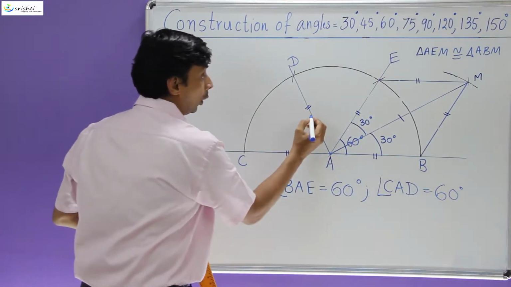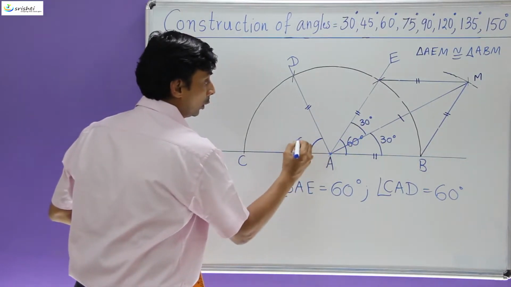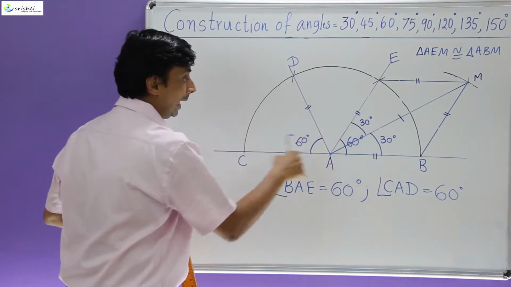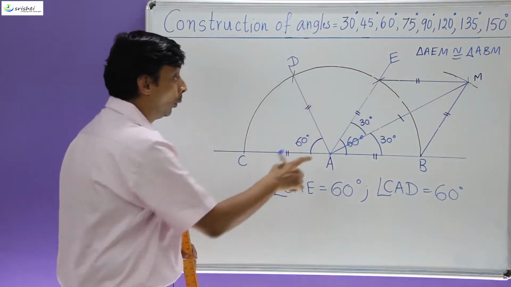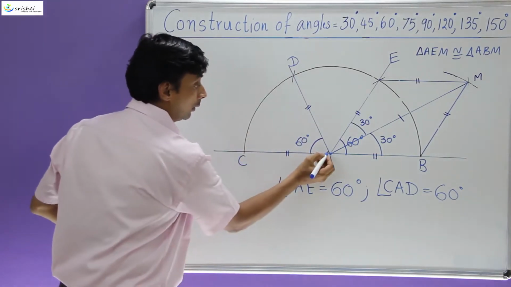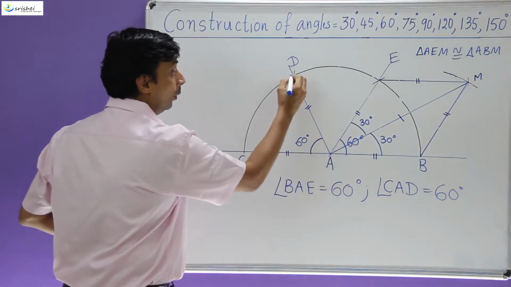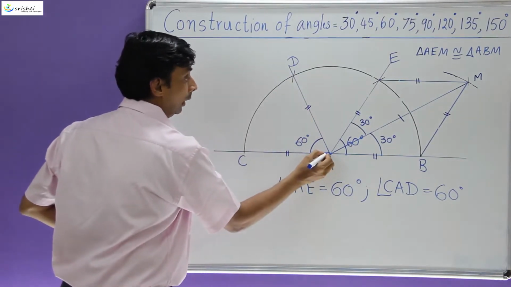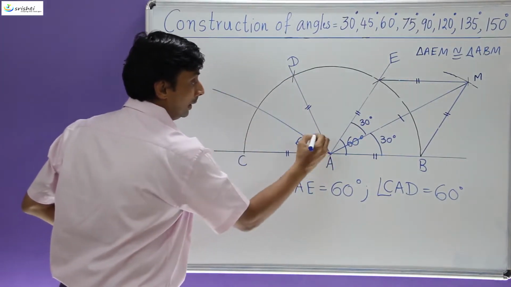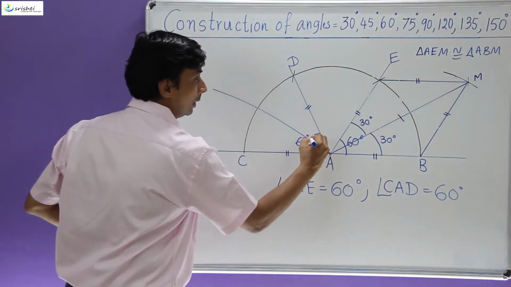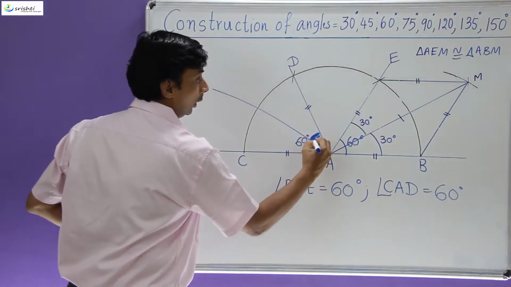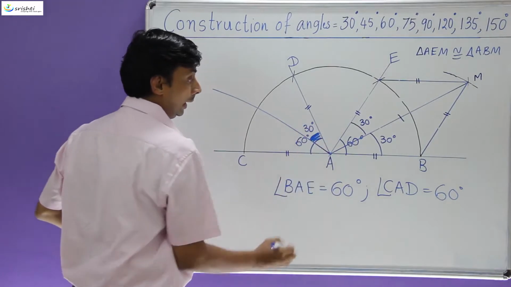Similarly, this whole angle is 60 degrees. So angle DAC is also 60 degrees. If you bisect this particular angle, so I am just drawing it with a rough hand now, then you are bound to get this particular angle as 30 degrees. The one that I am shading on the board. This angle is 30 degrees.